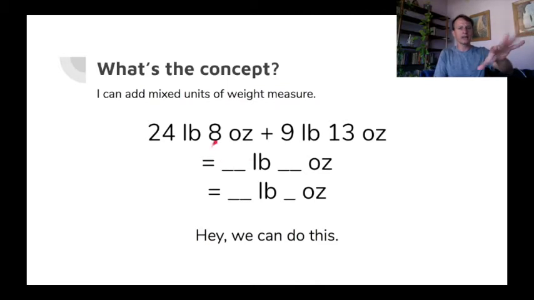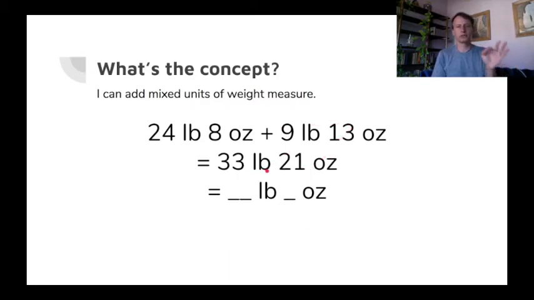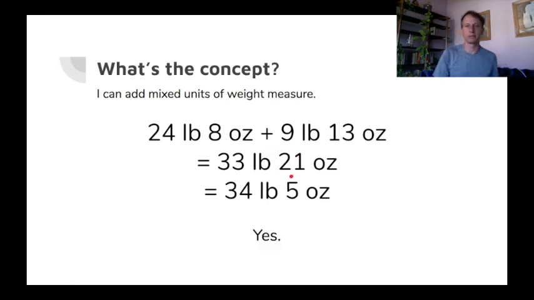All right, so now we have pounds and ounces on both. So 24 pounds plus 9 pounds. And another way of thinking about this is to add 10 and then subtract 1. So 34 minus 1 is 33 pounds. 8 and 13, 21. So 33 pounds, 21 ounces. Pull out the 16 ounces. So this is now 34 pounds. What's left here? 5 ounces. Beautiful. 34 pounds, 5 ounces.